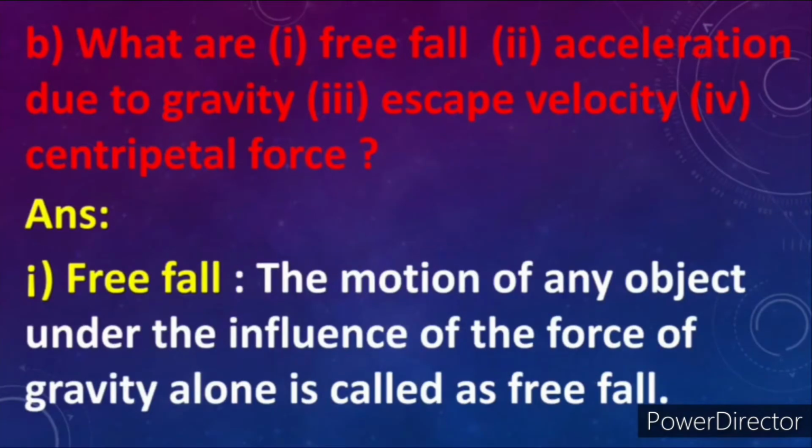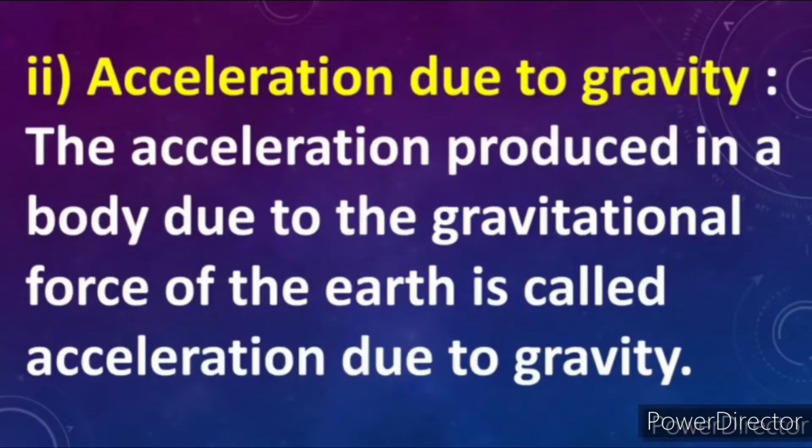B. What are: 1. free fall, 2. acceleration due to gravity, 3. escape velocity, 4. centripetal force? Answer. 1. Free fall. The motion of any object under the influence of the force of gravity alone is called free fall. 2. Acceleration due to gravity. The acceleration produced in a body due to the gravitational force of the earth is called acceleration due to gravity.